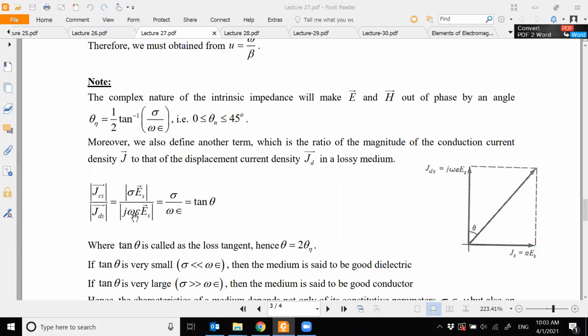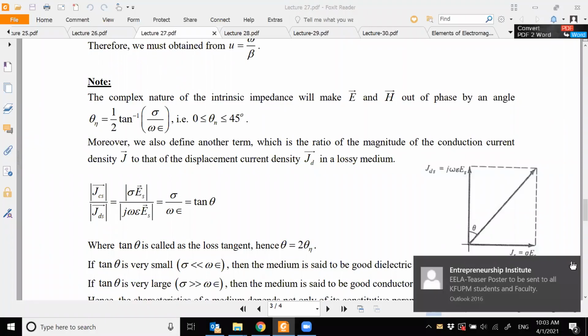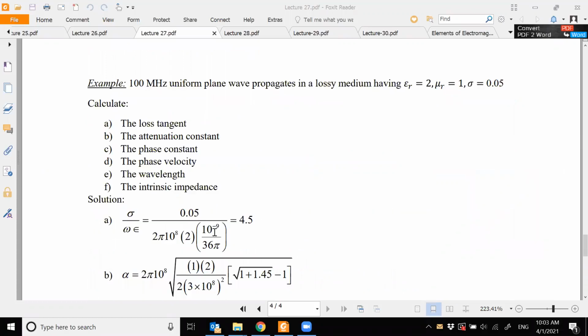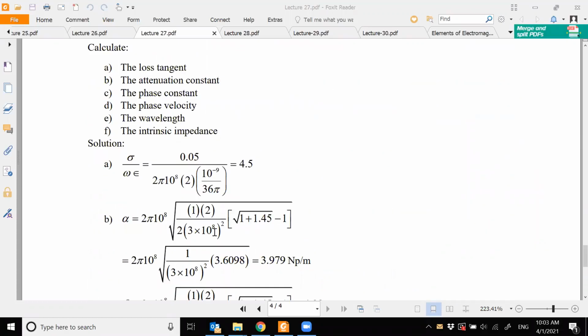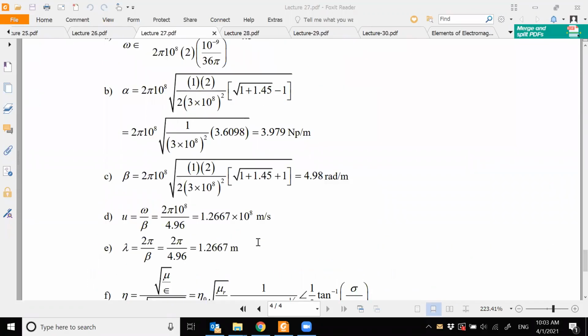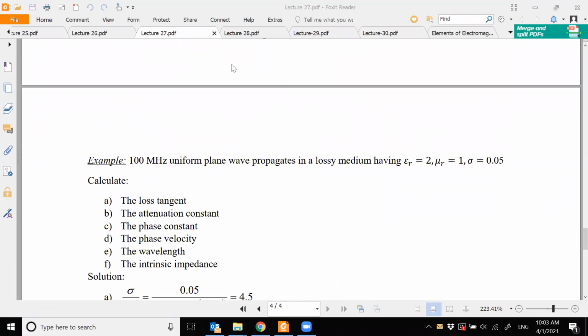So we have identified omega, which is the frequency of operation, as the fourth parameter which defines the characteristics of a material, besides the permittivity, permeability, and the conductivity. And we took an example. So this is the example of our electromagnetic wave in the lossy medium. I think this is where we stopped.